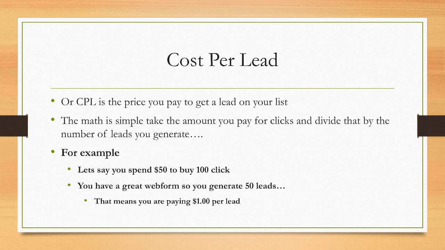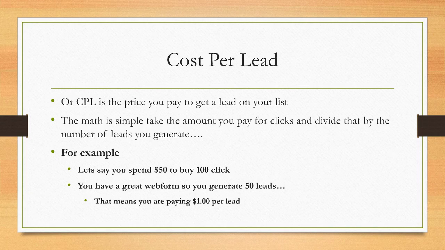Okay, now the number you really want to manage is cost per engaged lead. That's a little complicated, and I'll share a little bit as I go along. But CPL is the number that most people think about. And the math is really very simple. You just take the amount you pay for clicks and you divide it by the number of leads you generate.